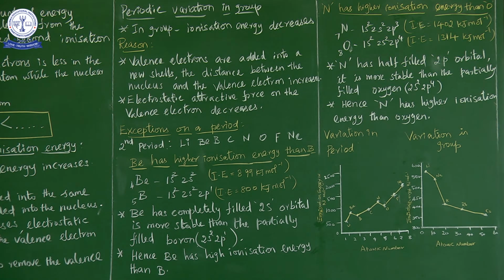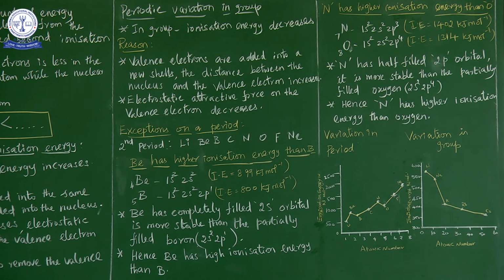Right. So in group, ionization energy decreases. So what is the reason? The valence electrons are added into new shells. New shells la poi add agum. So the first group elements are lithium, sodium, potassium, rubidium, cesium. So இந்த மாதிரி present ஆயிருக்கு.